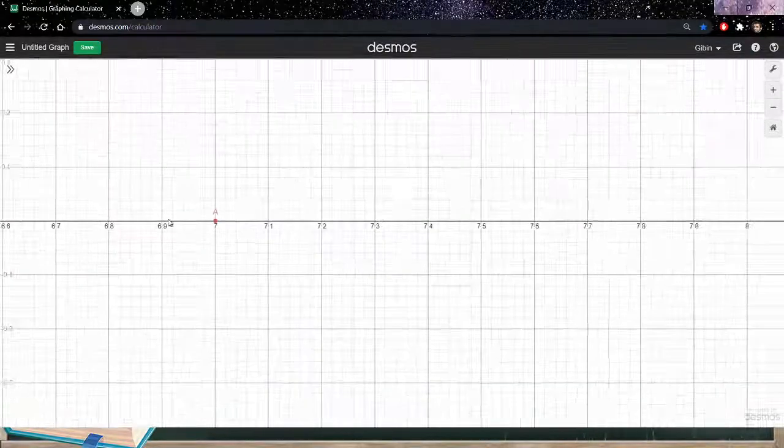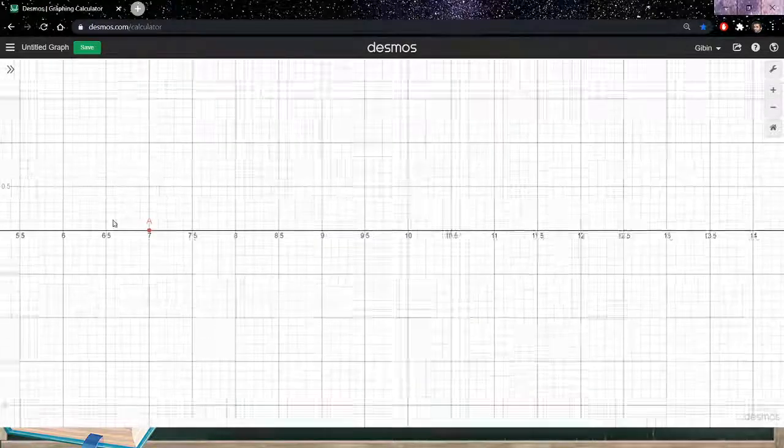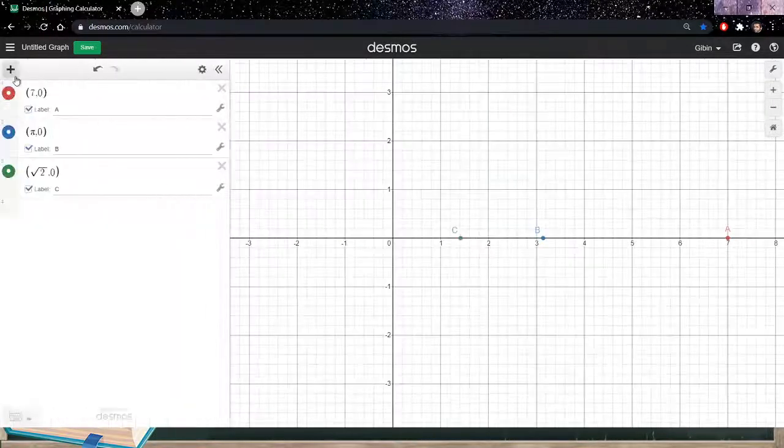Can I do the same thing with irrational numbers? 7, I can write it as 7 by 1. It is a rational number. But can I do the same thing with irrational numbers? Let's see.